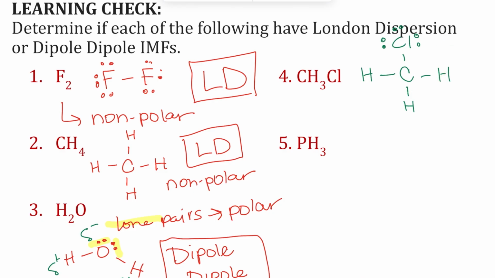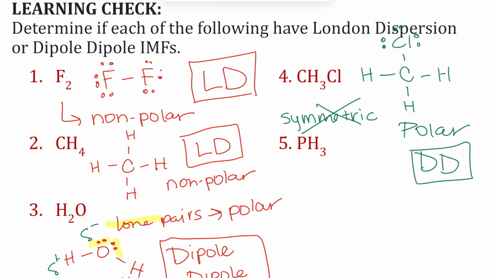Again, checking, there's nowhere for me to form any double bonds, so I don't need to do that here. And then looking at, well, there's no lone pairs on my central atom, but this is not symmetric. So this will be polar, which means it is going to have dipole-dipole IMFs. If we look, chlorine is more electronegative than carbon, so it's going to have that partial negative, and so that dipole would point towards our chlorine.